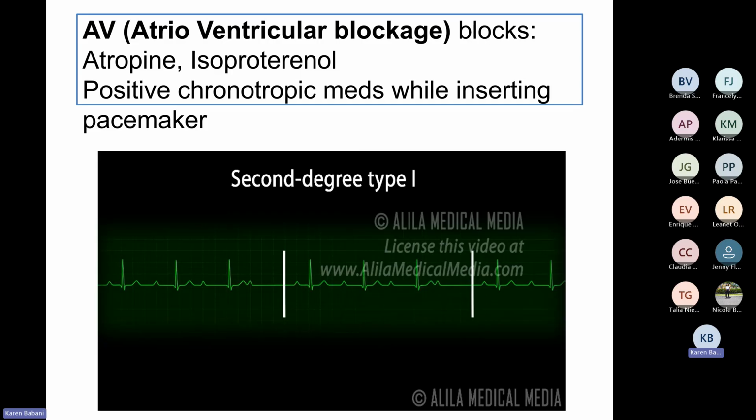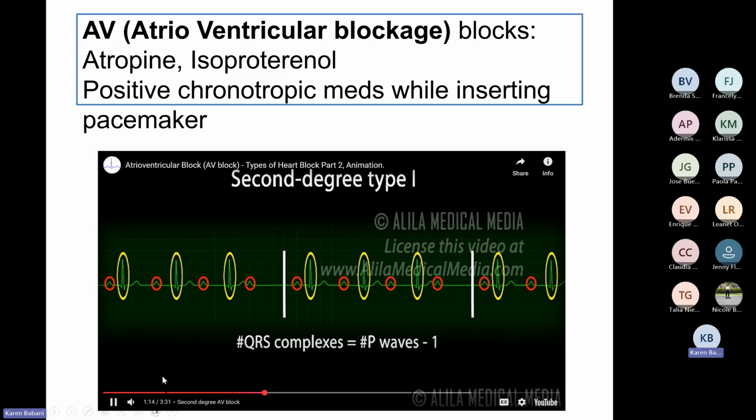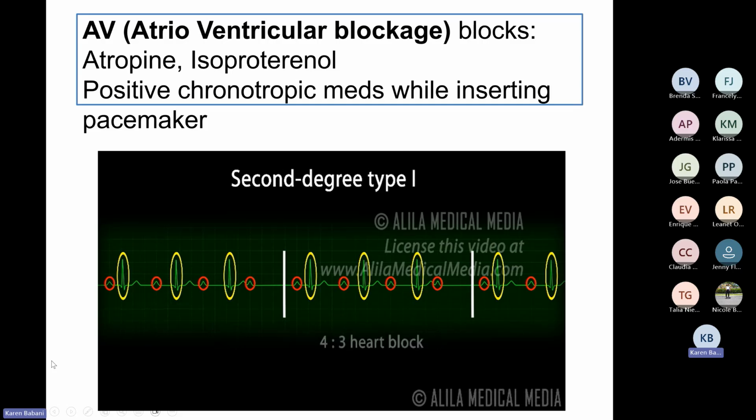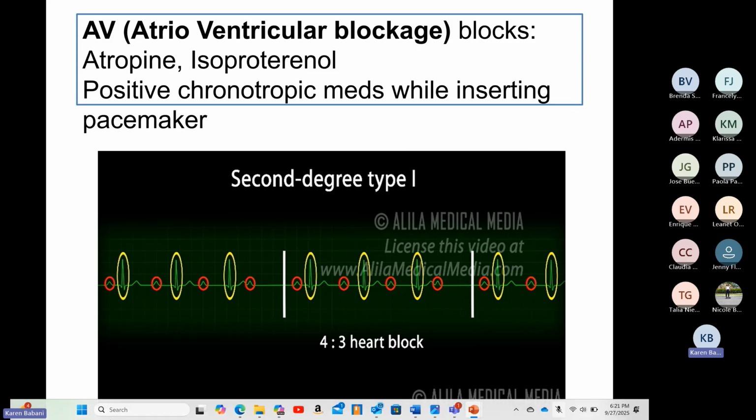As this usually repeats in regular cycles, there is a fixed ratio between the number of P waves and the number of QRS complexes per cycle. The number of QRS complexes always equals the number of P waves minus 1. In this example, there are 4 P waves for every 3 QRS complexes. This is a 4 to 3 heart block. Second degree type 1 blocks are usually mild and no specific treatment is indicated.